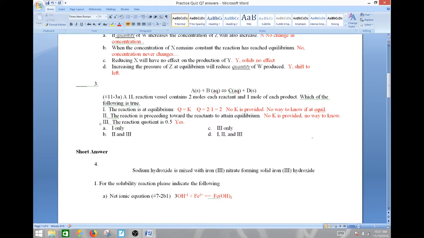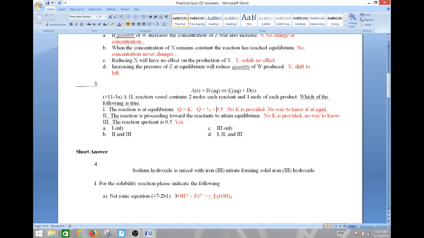2 moles of each reactant, 1 mole of each product. Again, let's redo that. I did it backwards here. 1 mole of each product is 1 divided by 1, which is 1, divided by the reactant, which is 2 divided by 1, which is 2. So once again, 0.5 is my Q. I flipped it, it's fine.